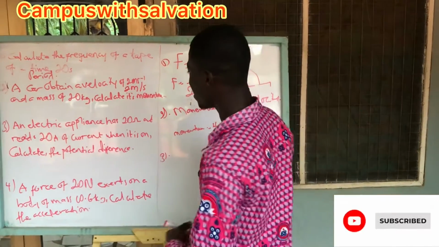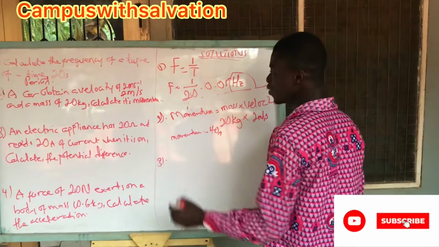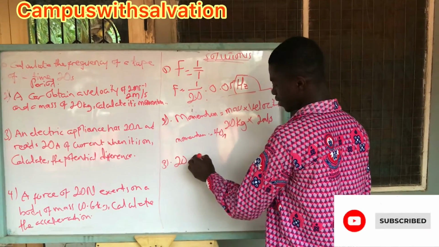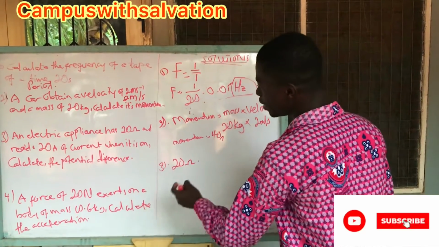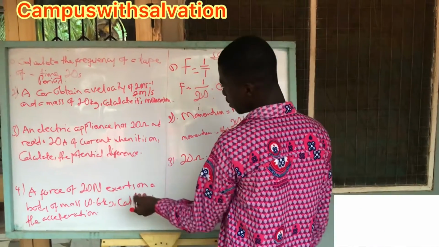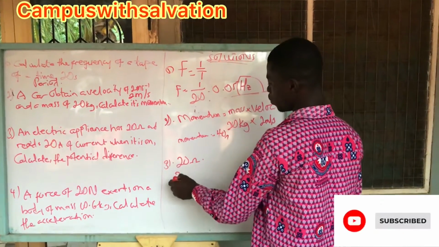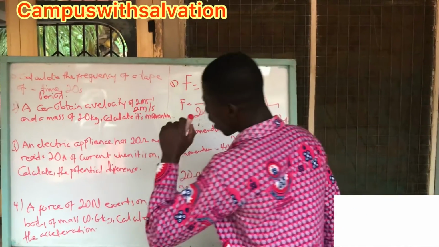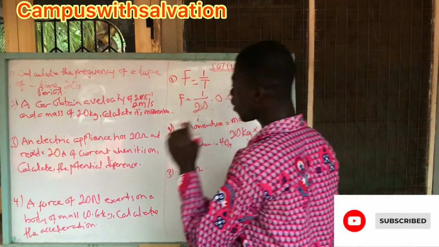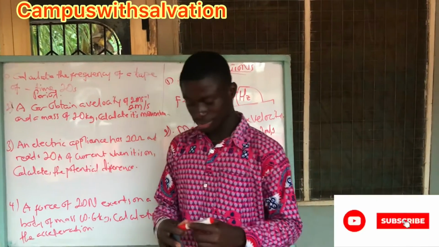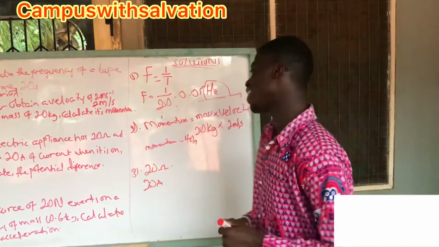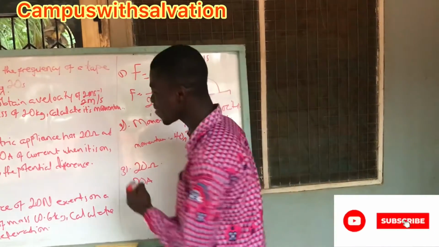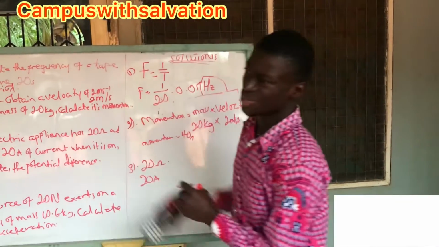An electric appliance has a resistance of 20 ohms and reads 20 ampere. That's the current, 20 ampere. The question says, calculate the potential difference. Ohm's law, we are going to use Ohm's law to deduce a formula for this question so that we can solve it.